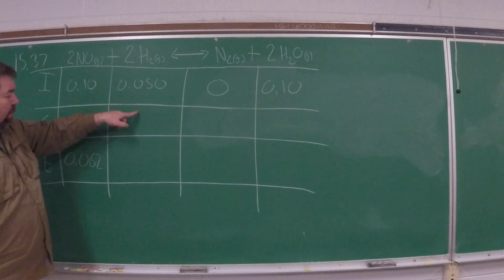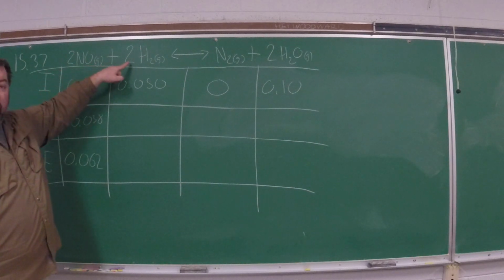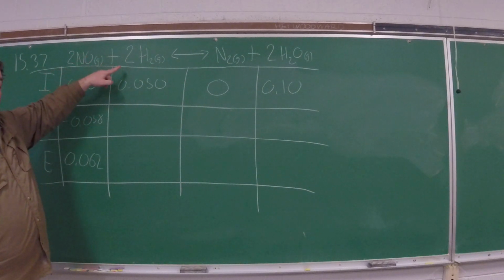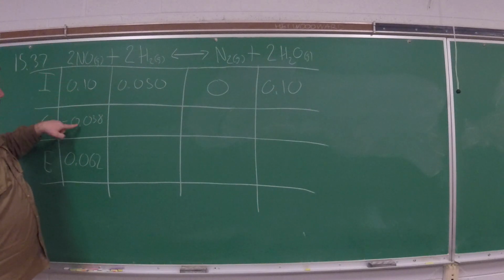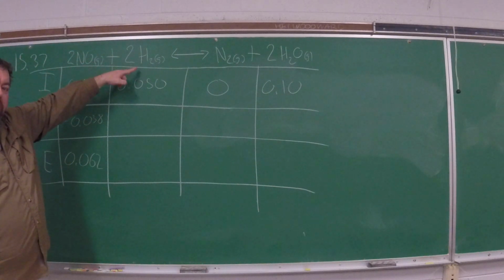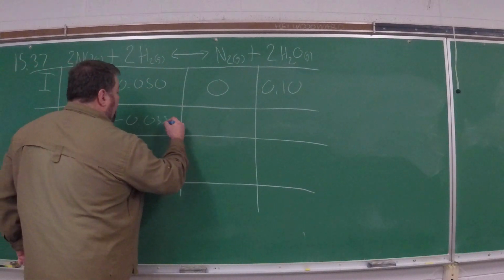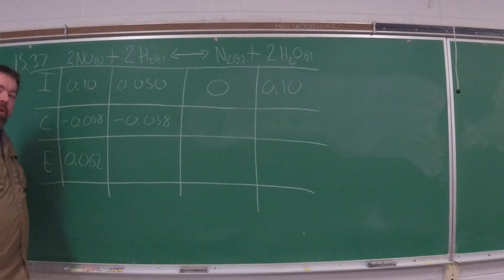Well, what about this one? What's the change in this one? Well, this is stoichiometry here, right? This is 2 for 2. Or you could say 1 for 1. So if this went down by 0.038 molarity, this H2 concentration has to go down by 0.038 molarity. It has to.